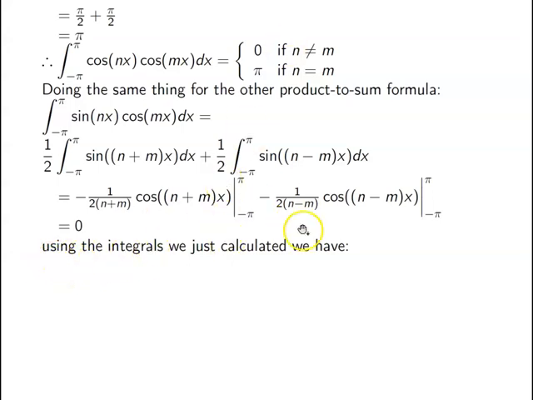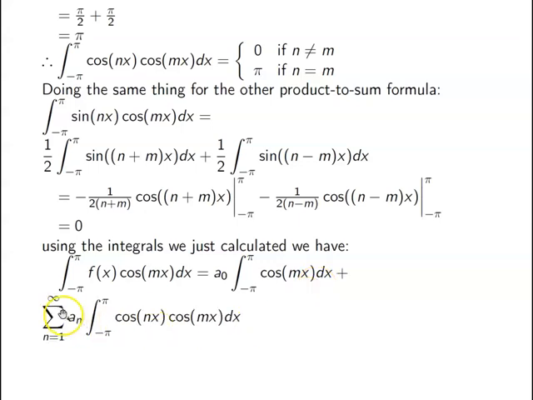Using the results that we just calculated, my function times cosine m of x from negative pi to pi is going to be a naught times the integral of cosine m of x dx, plus the sum of my a n's times the integral from negative pi to pi of cosine nx cosine mx with respect to x, plus the sum of the b n terms times the integral from negative pi to pi of sine n x cosine m x dx. So this is our formula. We multiplied everything by cosine of x and we're taking the integrals. Now we've actually calculated these integrals.